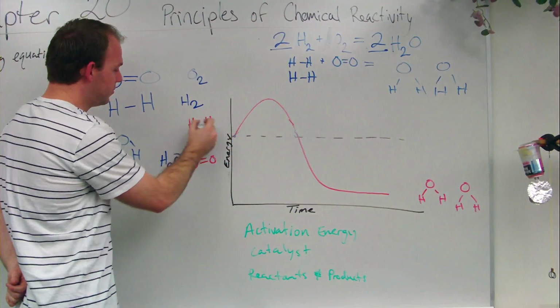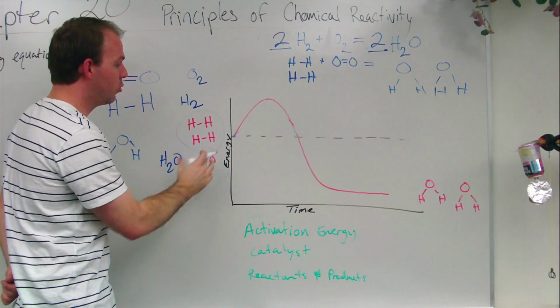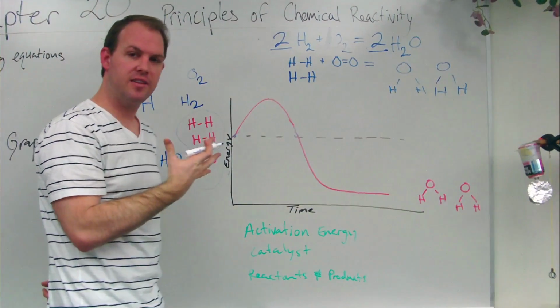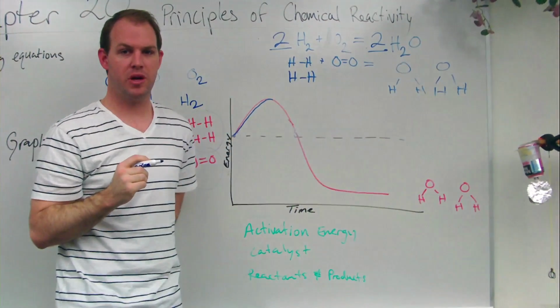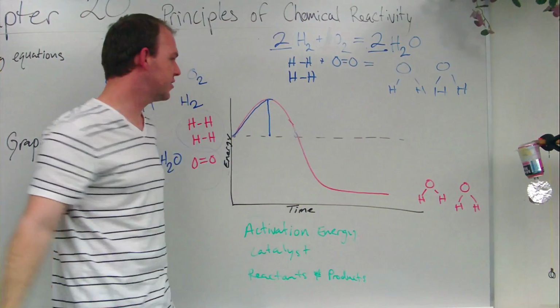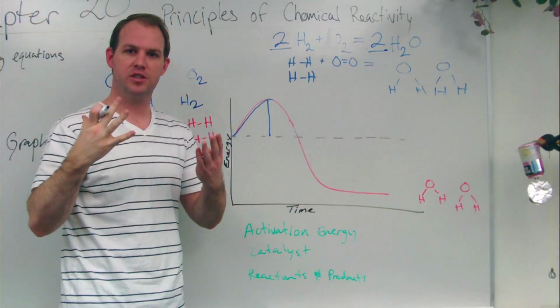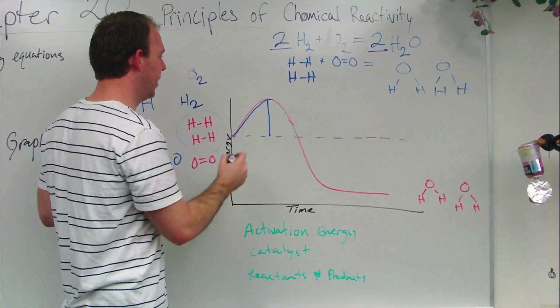The hydrogen, right here, and the oxygen, when we give them energy, this is called the activation energy, the energy required to break those bonds. Once we get to the top of this, if we want to measure that distance right there, that is the activation energy, or energy to start, or the ignition for the reaction.